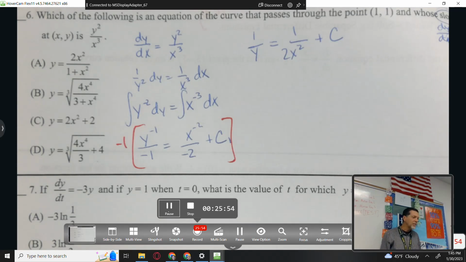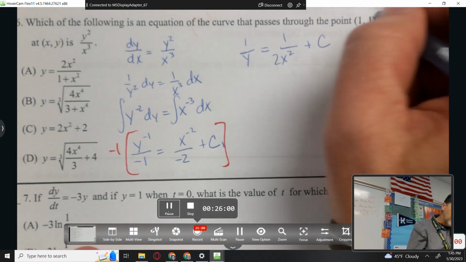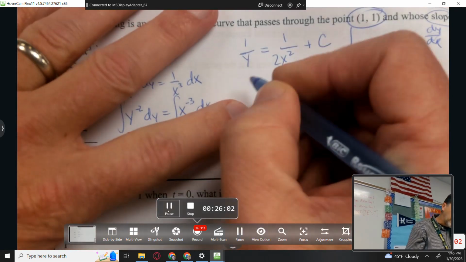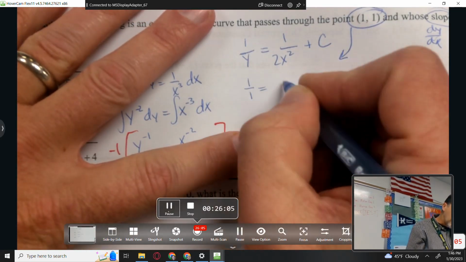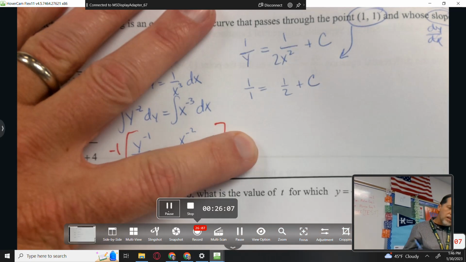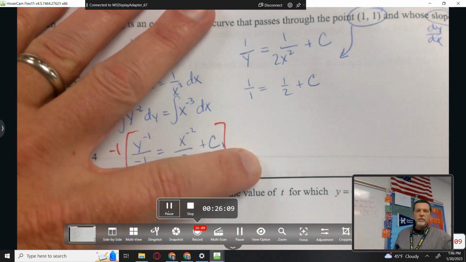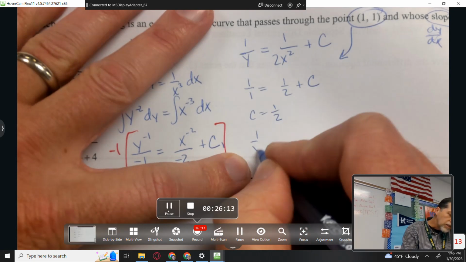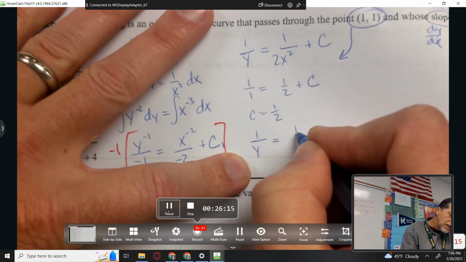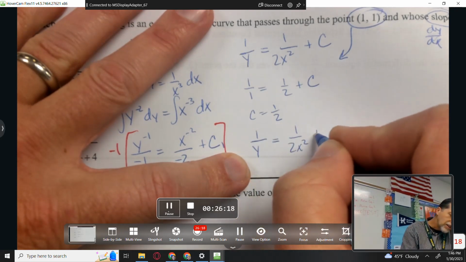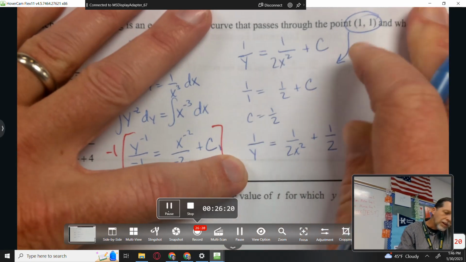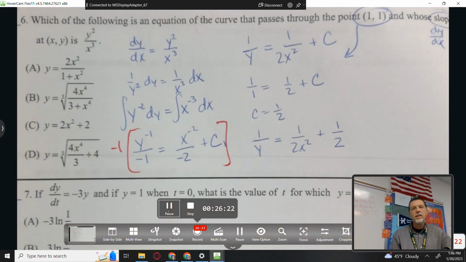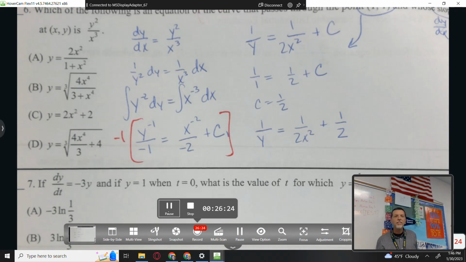I'm thinking this looks like an easy spot to solve for c. Yeah. So it's just 1, 1. Let's plug in 1, 1, and then we'll have to be careful with the algebra after that. So c equals 1/2. So 1 over y equals 1 over 2x squared plus 1/2. Oh, now this is just an algebra problem.